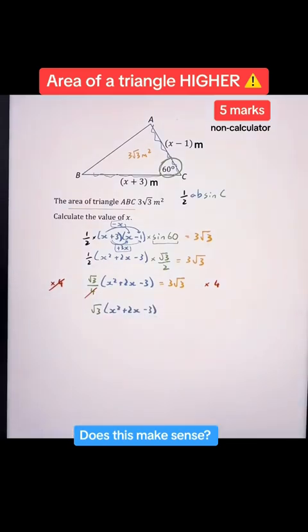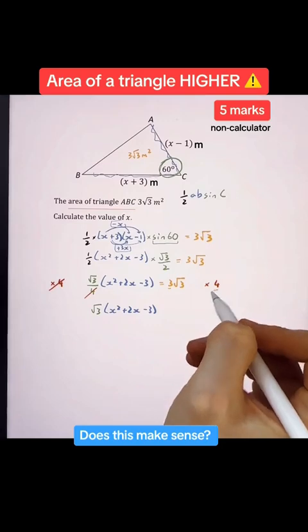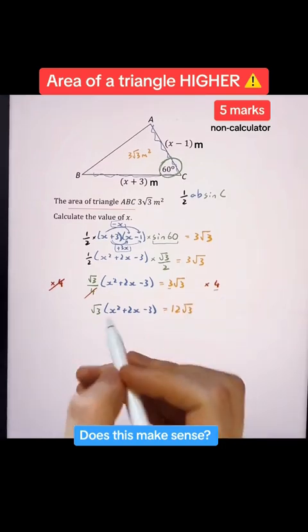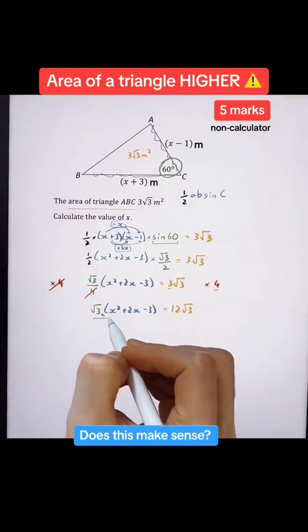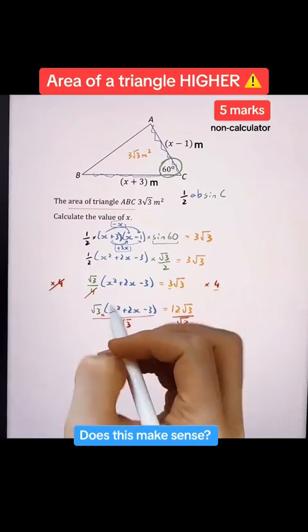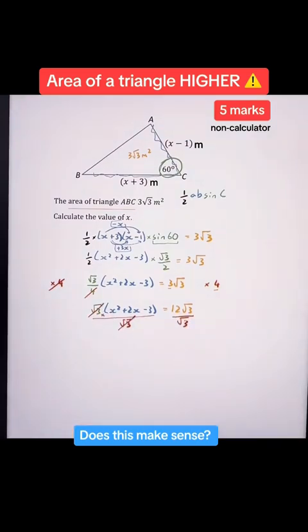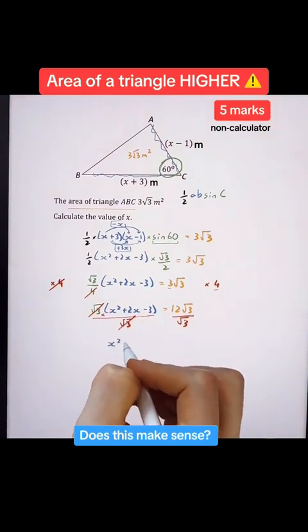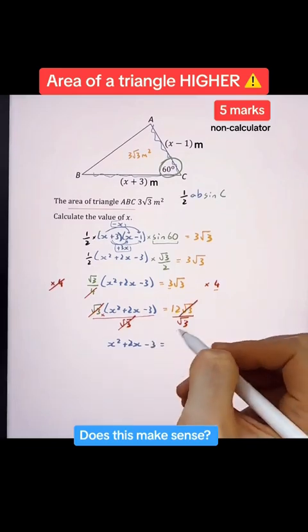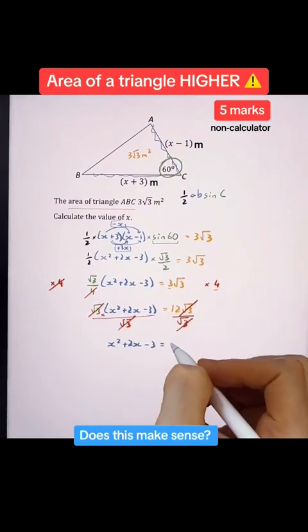And on the right-hand side, I know that 3 root 3 times 4, if it's outside, it times the number outside. So 3 times 4 gives us 12 lots of root 3. We know the opposite of multiply by root 3 is to divide both sides of our equation by root 3. On the left-hand side, root 3 over root 3 will cancel. That'll just leave us with x squared plus 2x minus 3. And on the right-hand side, root 3 over root 3 will cancel. Hence, we're just left with number 12.